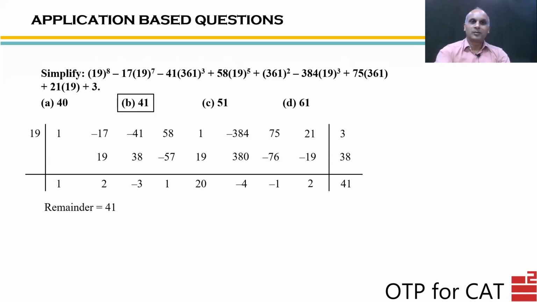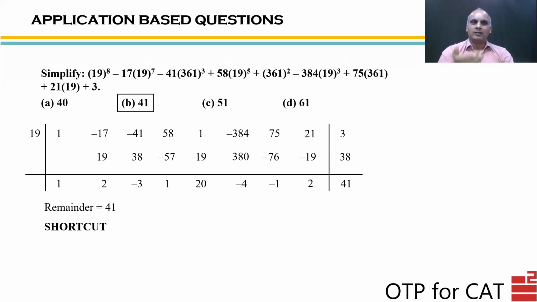Now, is there a shortcut method to this? Of course, we have a shortcut method for this. In this shortcut method, we realize that every term in the expression is divisible by 19 except the last number, which is plus 3. And here lies the hint. So when you divide the entire expression by 19, my remainder will be 3.